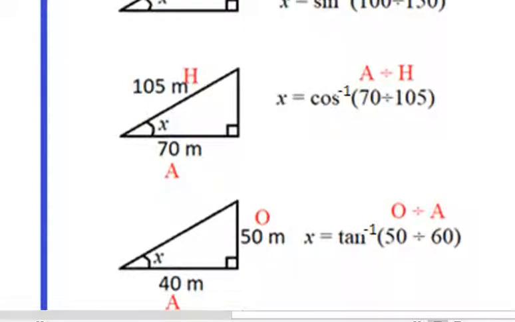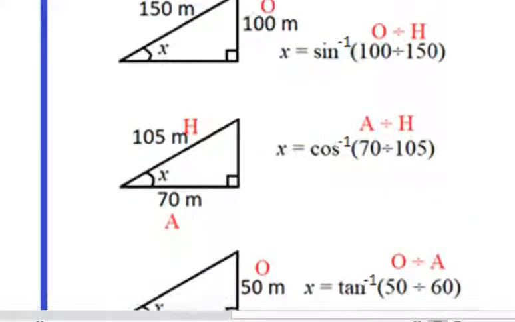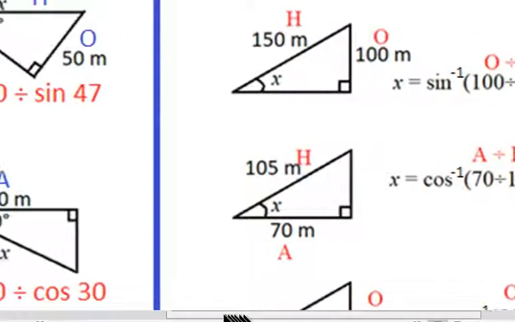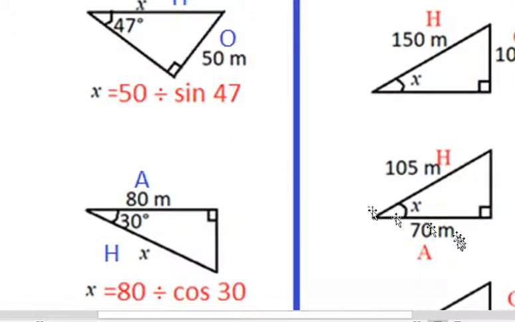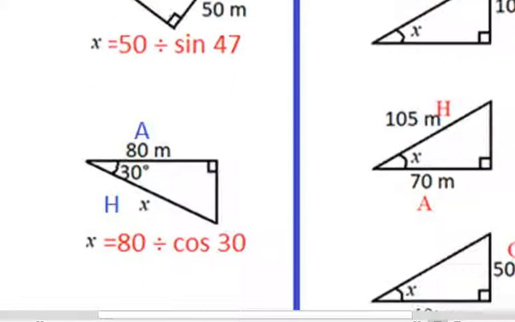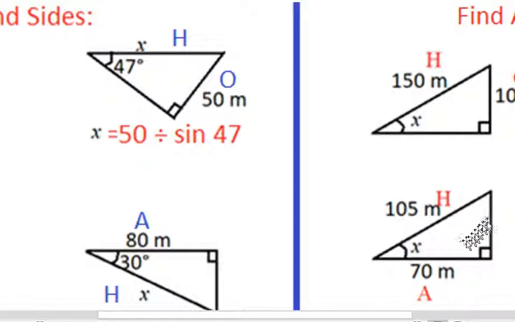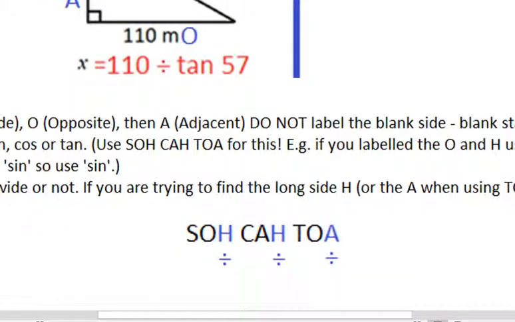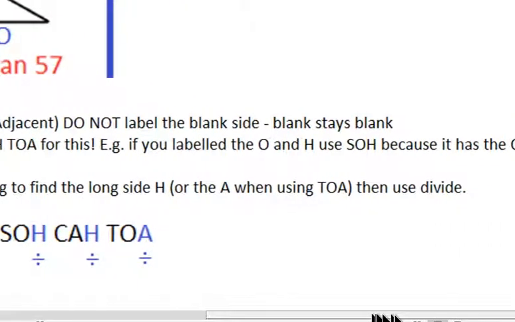Now, how did we know to use cos, by the way? We'll just assume we don't even know, because I've skipped over a step here. We had A and H. We labelled A and H. We didn't label the O because it was blank. And when we've got A and H, we've got the C in front of that. So C stands for cos, and that's why we use cos.